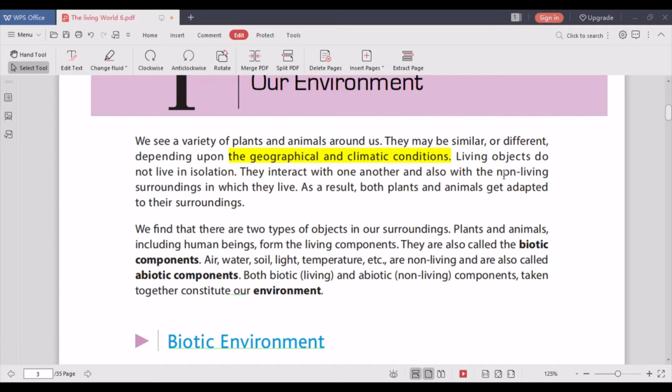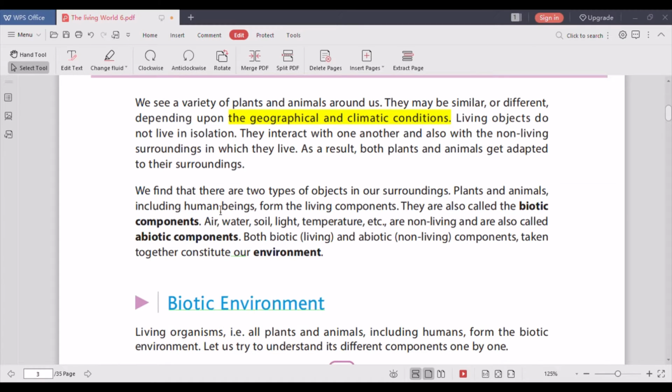Living objects do not live in isolation. They interact with one another and also with the non-living surroundings in which they live. As a result, both plants and animals get adapted to their surroundings. We find that there are two types of objects in our surrounding: plants and animals, including human beings, form the living components. They are also called the biotic component.